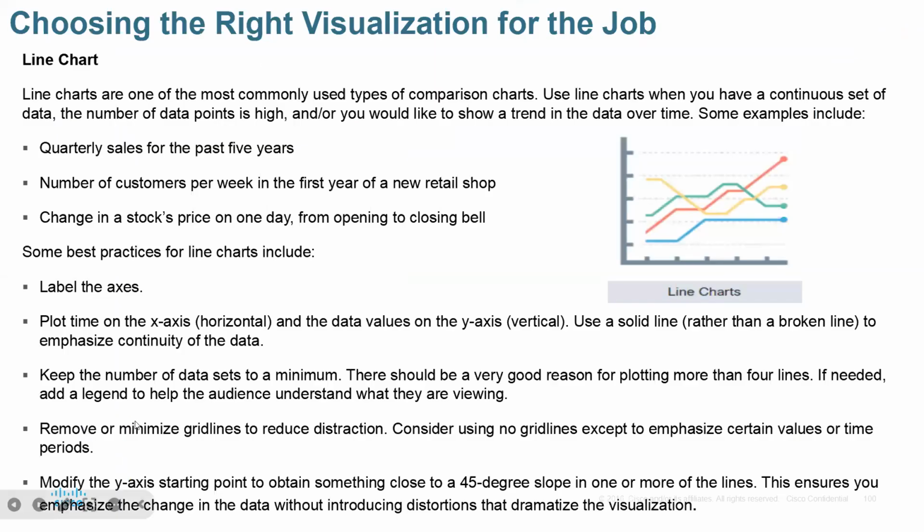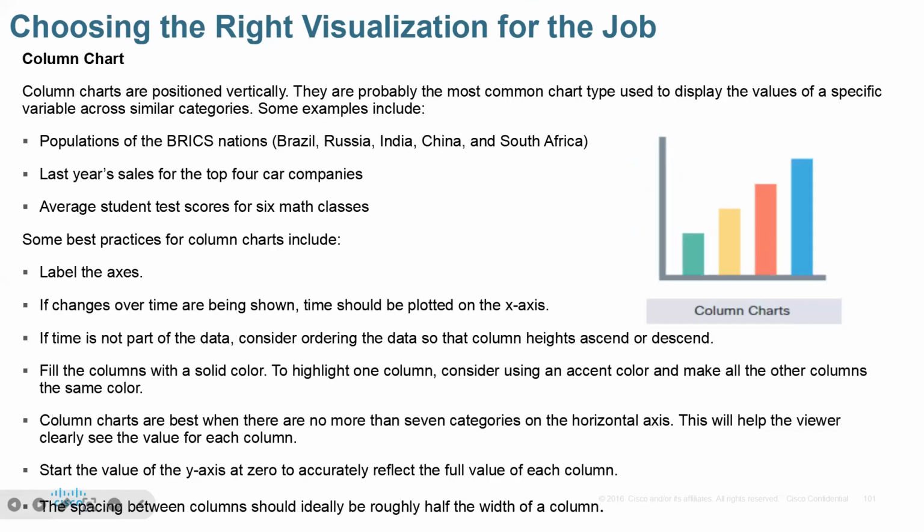Okay, so line chart, if you want to show stock prices, number of customers per week, or in the first year of a new retail shop, those kinds of charts you want to use a line chart. And of course, for a column chart, if you want to check sales in different categories, and the categories are not more than 5, 10, 15, you can use a column chart. Let's say you want to see sales price or population by different countries, maybe just 5, 6, 7 countries, then you can use a column chart.